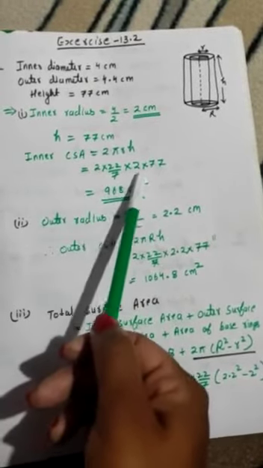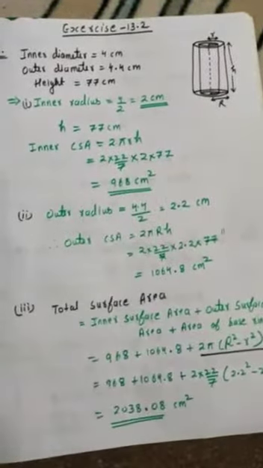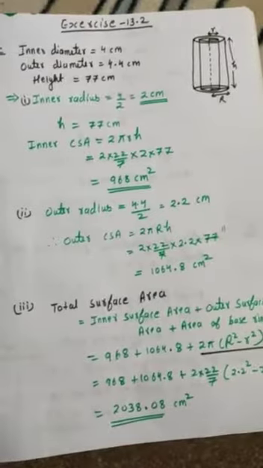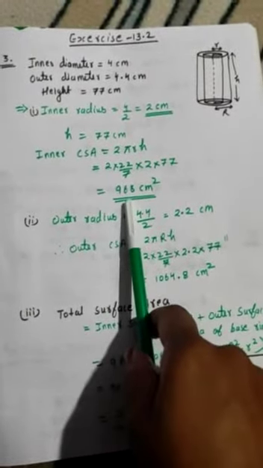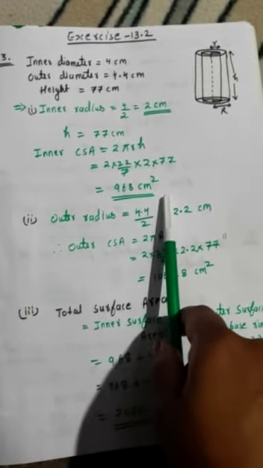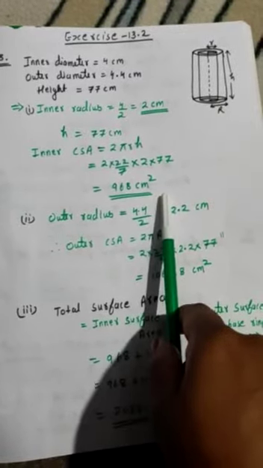So just put the value. Since in the question it is nowhere given that you have to use 3.14, basically you have to use 22 upon 7. So the answer will be 968 centimeter square. So this is the inner curved surface area.